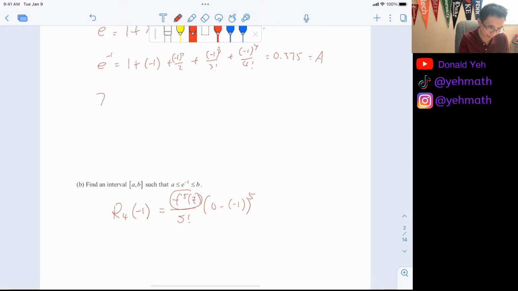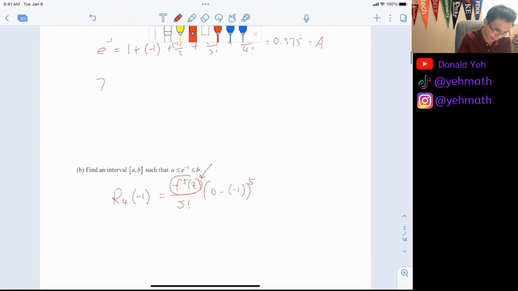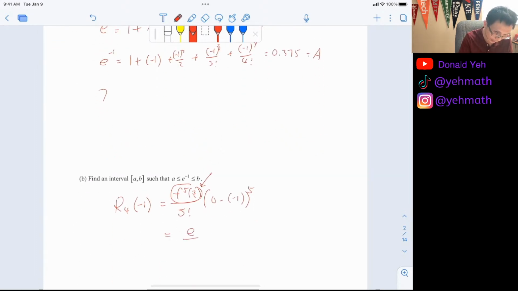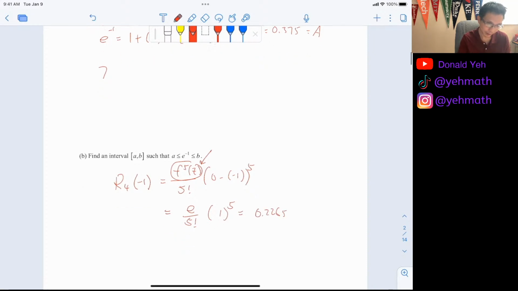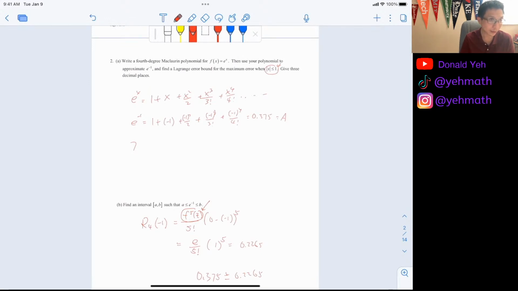Now, according to Xavier, x is less than or equal to 1. The maximum you're going to get is 1. So therefore, this part is going to be e over 5 factorial, and that's going to be 1 to the 5th. And that will give you 0.2265. So then it's going to be 0.375 plus minus 0.2265. So we actually understand Lagrange now.